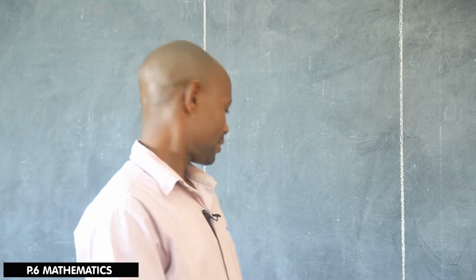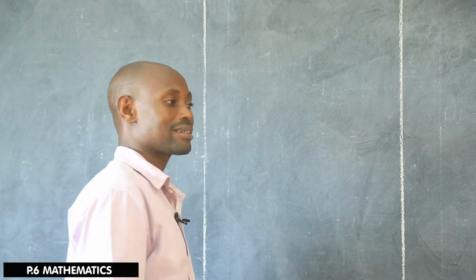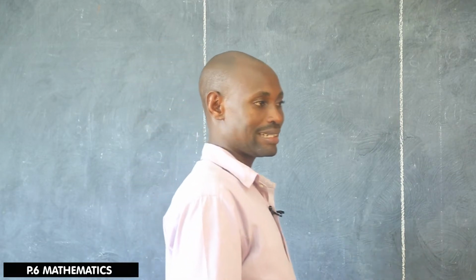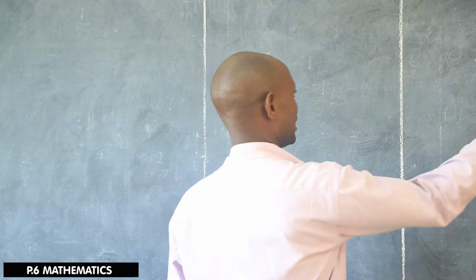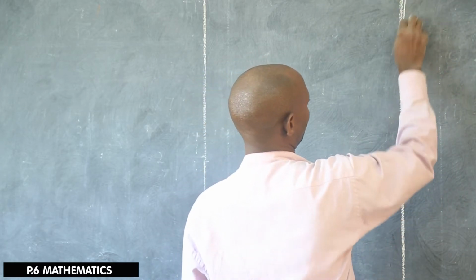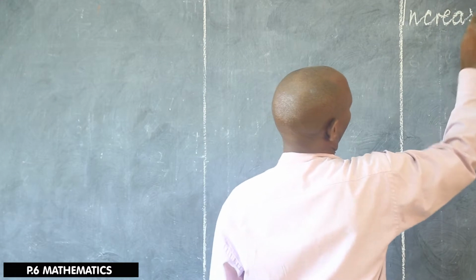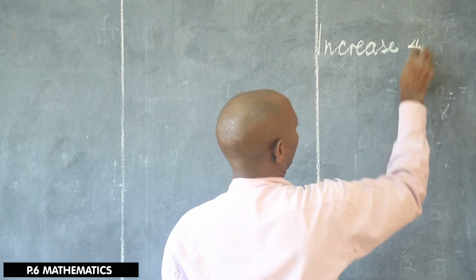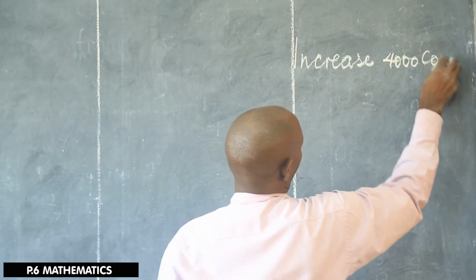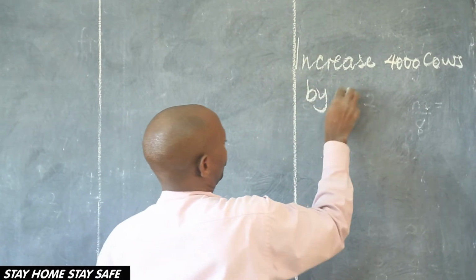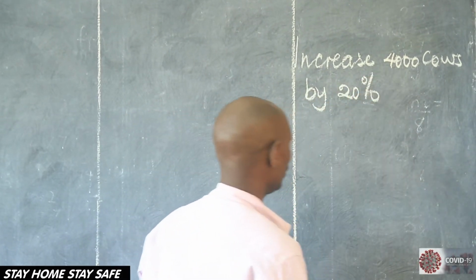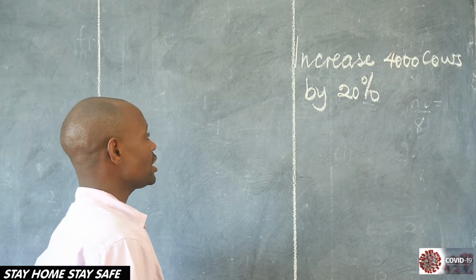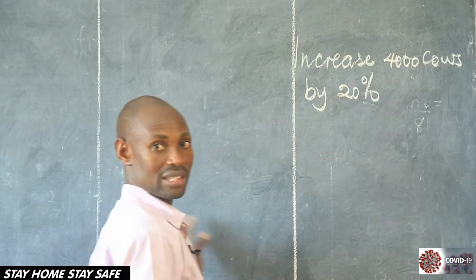In our previous lesson, I taught you how to decrease quantities using percentages. And I told you that, for example, somebody may tell you to increase, and what are you increasing? You are increasing 4,000 cows by 20%. I told you we have two methods which we can use.